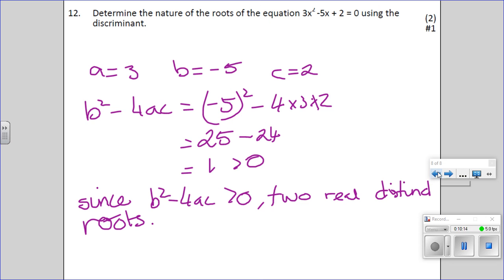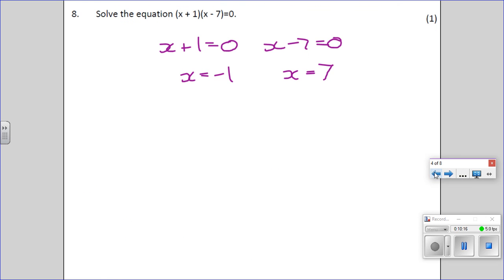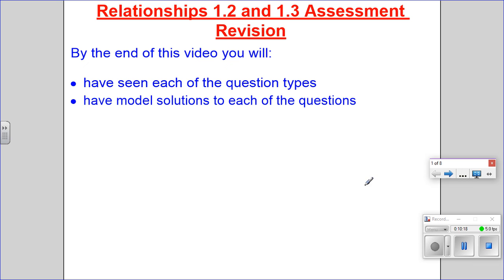Okay, so let's just fire back to the start and just double check that we've covered everything. Okay, so you've now seen each of the different question types, and you do in fact now have model solutions for each of these questions, so we should be getting full marks all round.